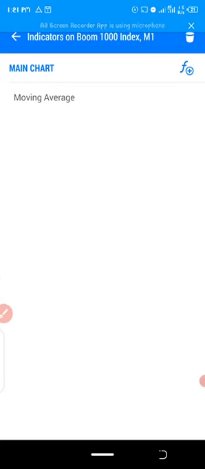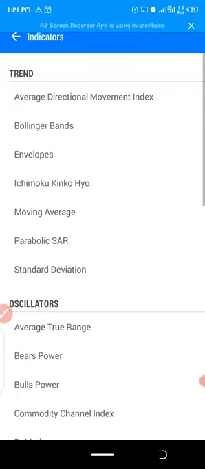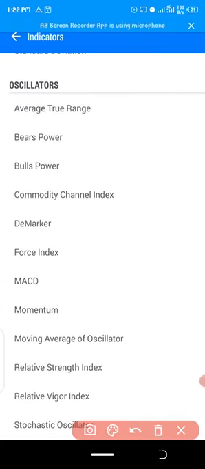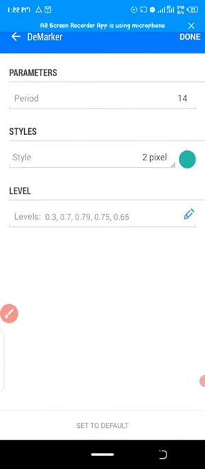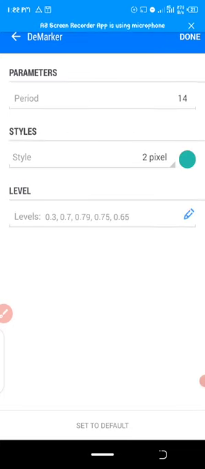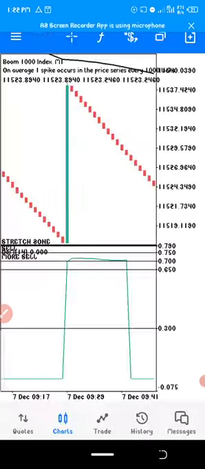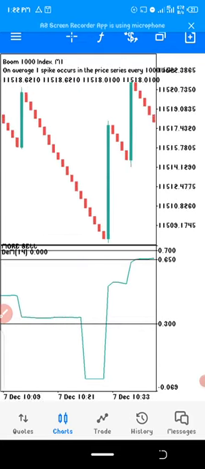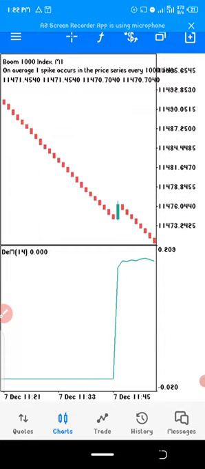Then you click on the F button again, click on the F plus, and look for DeMarker. The DeMarker is under oscillators, between the CCI and the Force Index. Click on DeMarker, and the period should be set to 14, and these are the levels you are going to be using, so you can take a screenshot of that. If you've set that, then you just click on done, and that is it. Your indicators have been added to your chart.